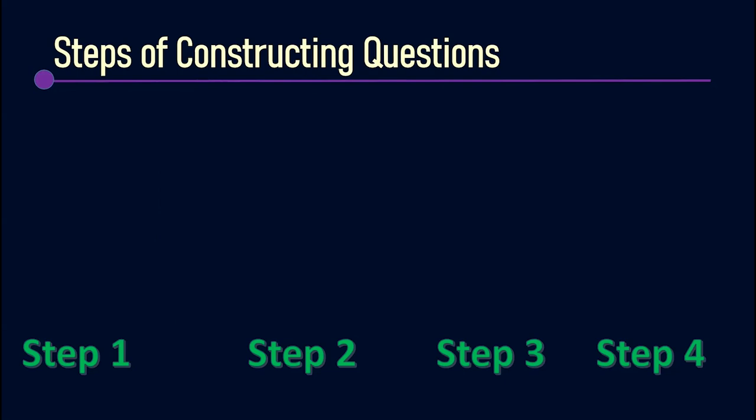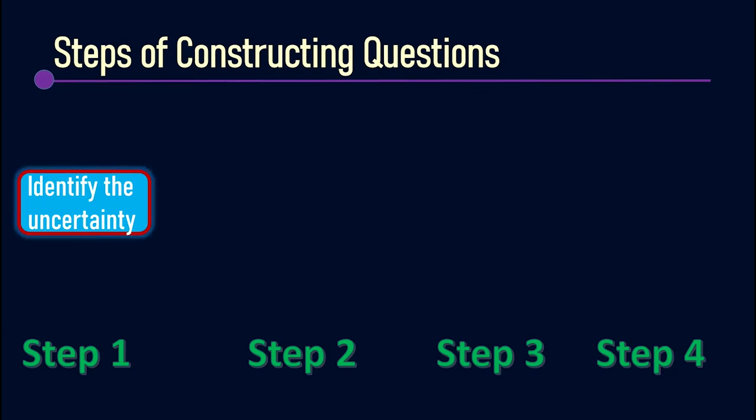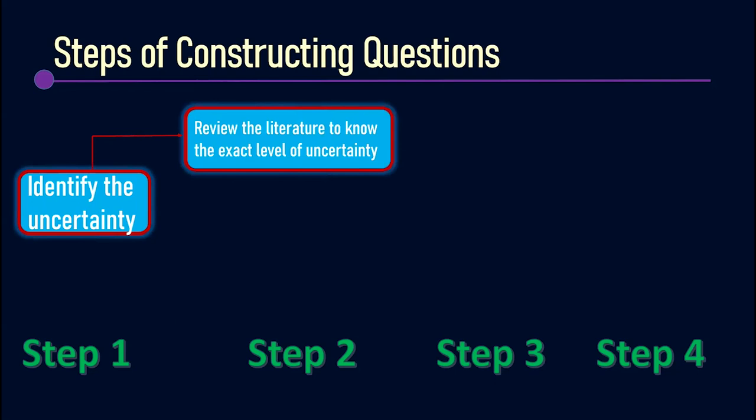And here are the steps of constructing a research question. They go through step 1 to step 4. Step 1 is first to identify the uncertainty. This is extremely important. If something is already proven, or there is a consensus in that area, then there is no point setting a research question. Then the next step is to review the literature to know the exact level of uncertainty. Sometimes you think that there is uncertainty, but if you review the literature, there is already enough evidence that the uncertainty has already been resolved.